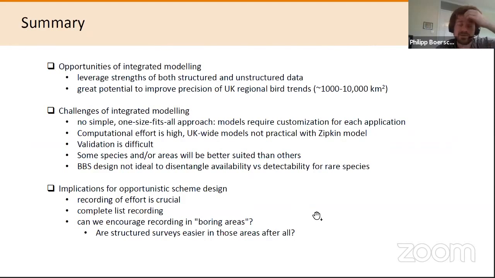Yeah, and with that, to sum it up, while I'm overrunning a bit, I think there's great opportunity in those models, but there are great challenges also, and we need to think about sampling. Always need to think about sampling. Thank you.